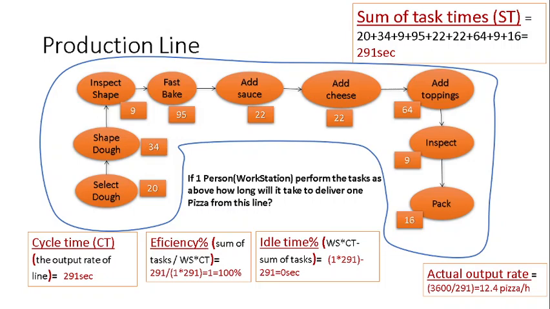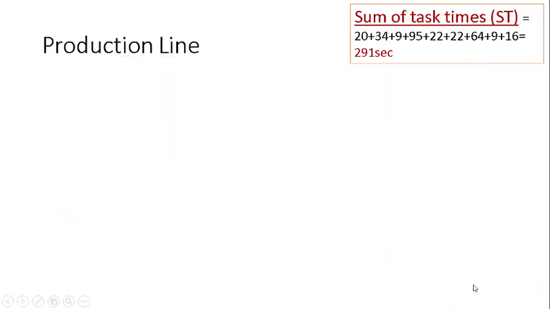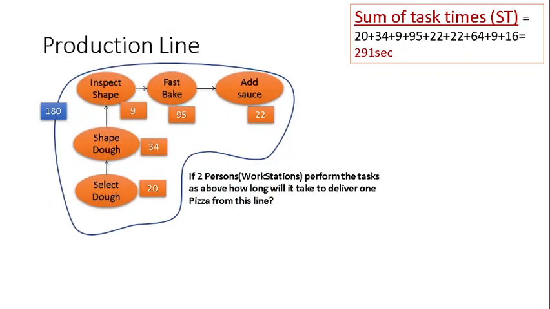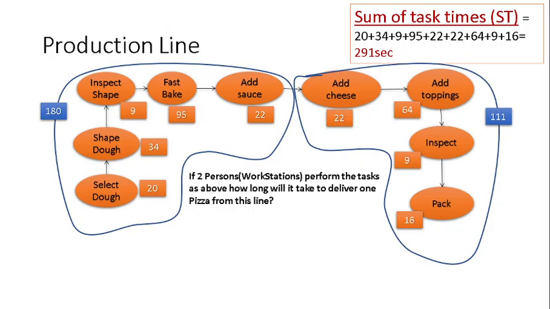One manager might think a little bit and ask whether we could achieve something better. It could be, let's say, a higher output rate, for example. So let's ask the question, if we have two persons, if we engage two persons or two workstations to perform the tasks somehow, can we get something better than the previous one? So let's try one different setting.